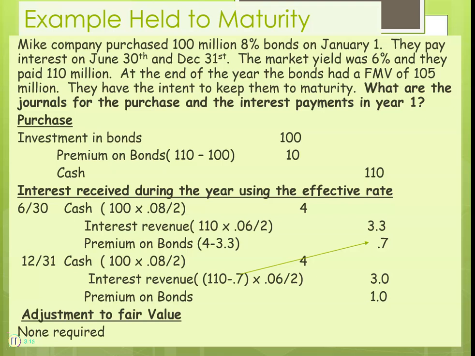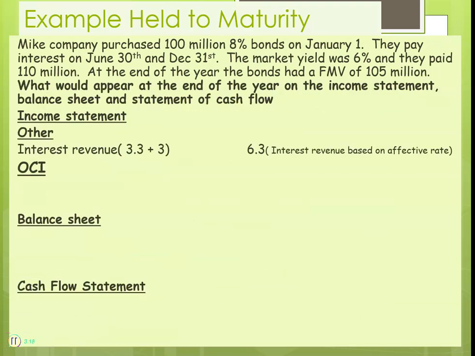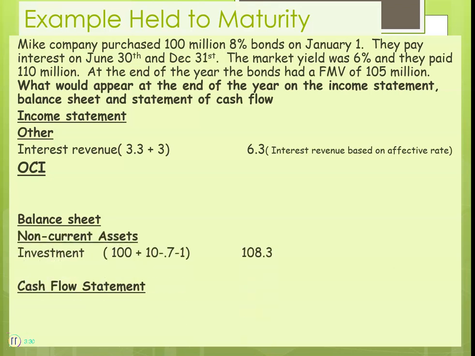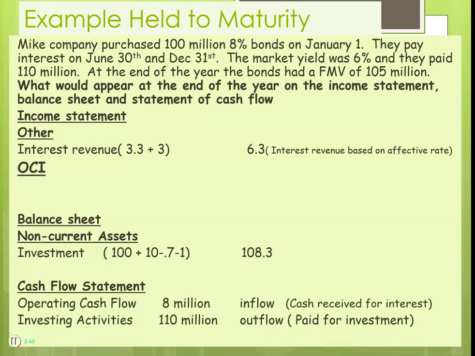Now, what does it look like on the financial statements? On the income statement, we would see interest revenue. This is for the 2 interest amounts that we received, and that's what's going to be on the income statement under other. There's nothing in other comprehensive income, and on the balance sheet, the investment would show at its net book value, which would be what you paid for it, plus the premium and minus the 2 write-offs, or the write-off of $1.7 million. And on the cash flow, under operating activities, you'd show $8 million, which is the cash received, and under investing activities, you show the outflow of what you paid for the investment.